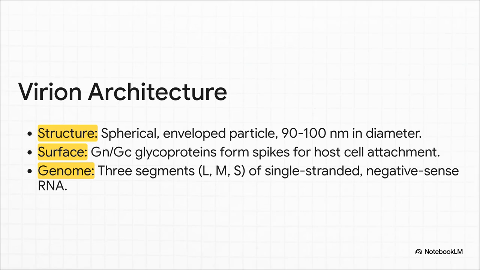Taking a closer look, it's pretty much a classic design. You've got a spherical, enveloped particle about 90 to 100 nanometers across. Those little spikes on the surface? Those are the GN and GC glycoproteins. They're like the keys the virus uses to unlock and enter host cells. But the really interesting part is inside. Its genome is split into 3 separate segments of negative-sense RNA.